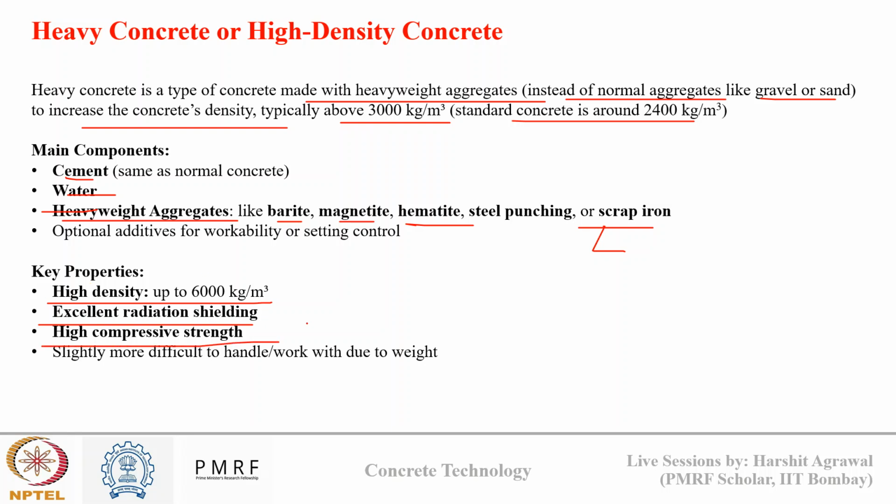It has high compressive strength because we know strength is a factor of both cement paste and aggregate. So if we increase the density of the aggregate, we increase the stress bearing capacity of the aggregate also. So overall we increase the strength of concrete, which lies between cement paste and aggregate. And such concrete is slightly difficult to handle because of its heavy weight.